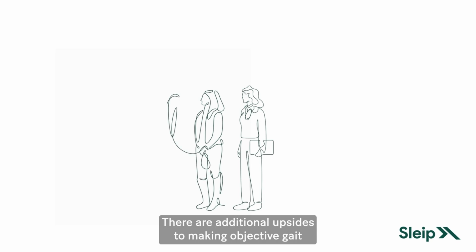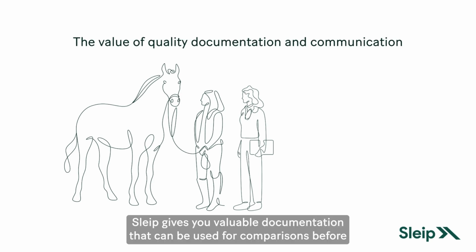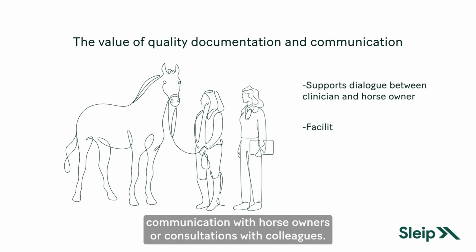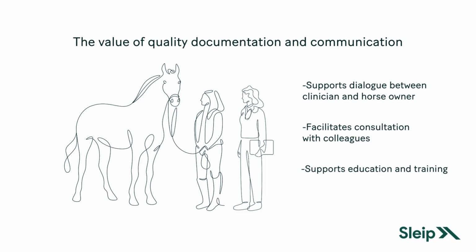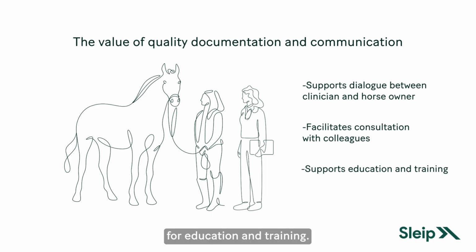There are additional upsides to making objective gait analysis a part of the clinical lameness exam. SLAPE gives you valuable documentation that can be used for comparisons before and after intervention, as well as to enhance communication with horse owners or consultations with colleagues. Many also find the analysis videos and measurements helpful for education and training.